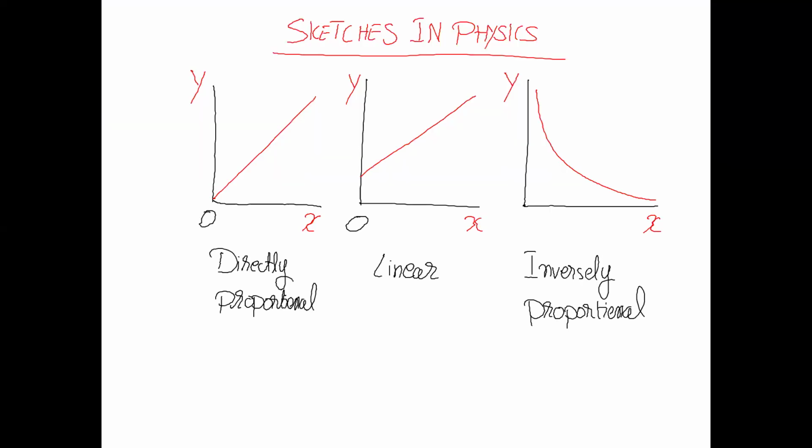Now, these are the primary knowledge for the sketches. If there is a straight line passing through origin, it is called directly proportional. If the line is straight, but it is not passing through origin, it is called a linear function. And where the line is a curve, not touching any axis, it's called inversely proportional. So you have to copy these three sketches.